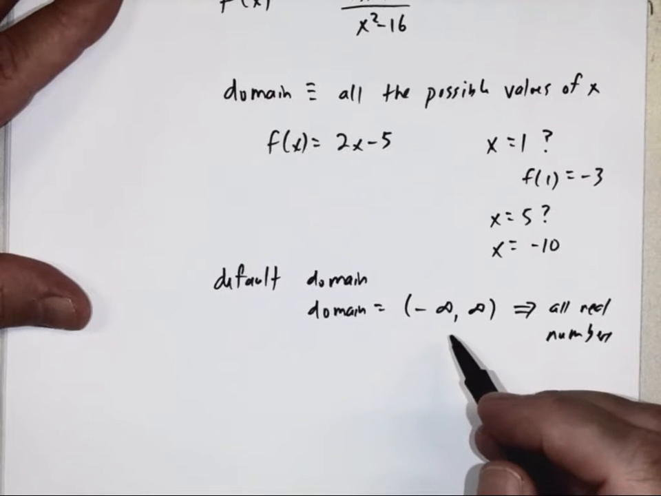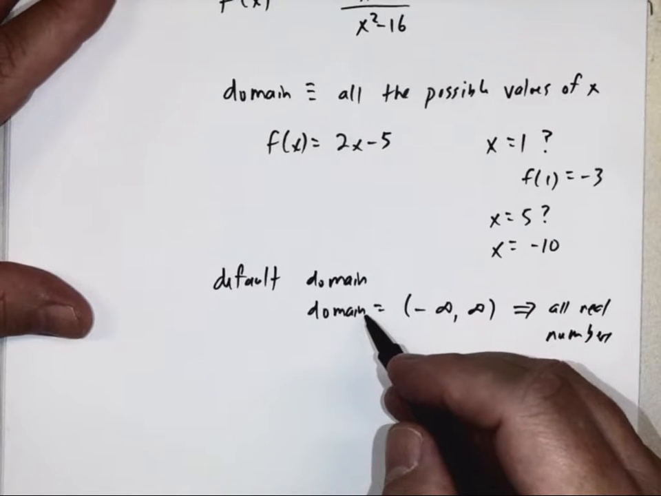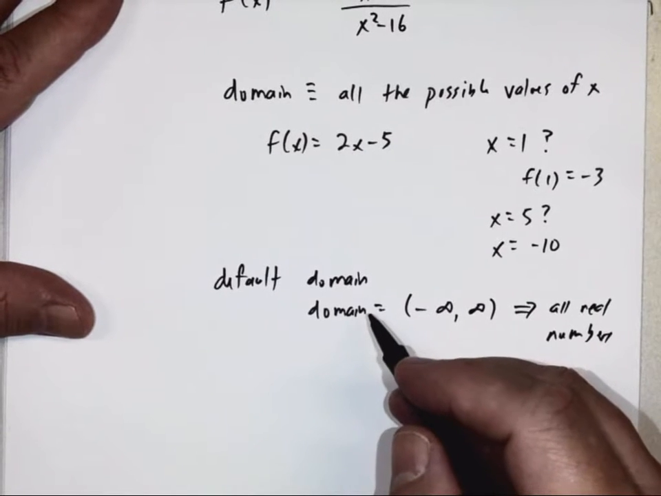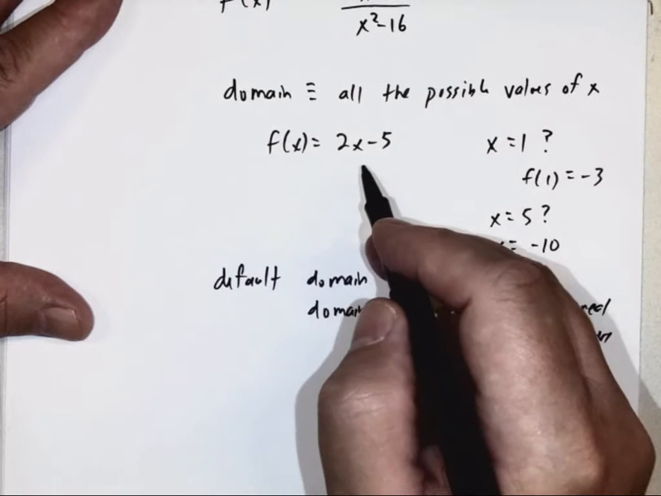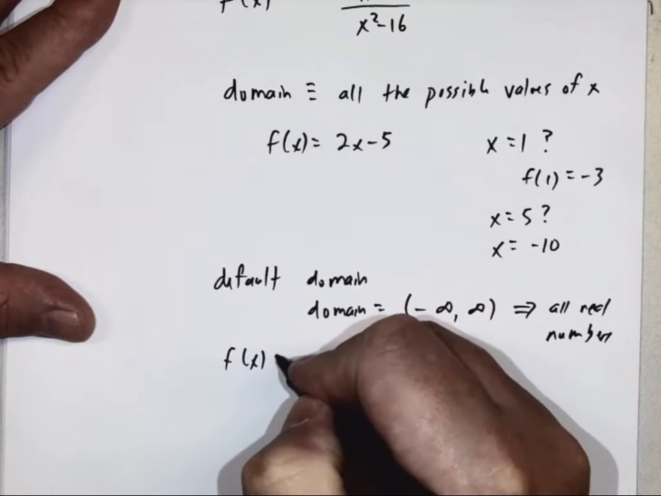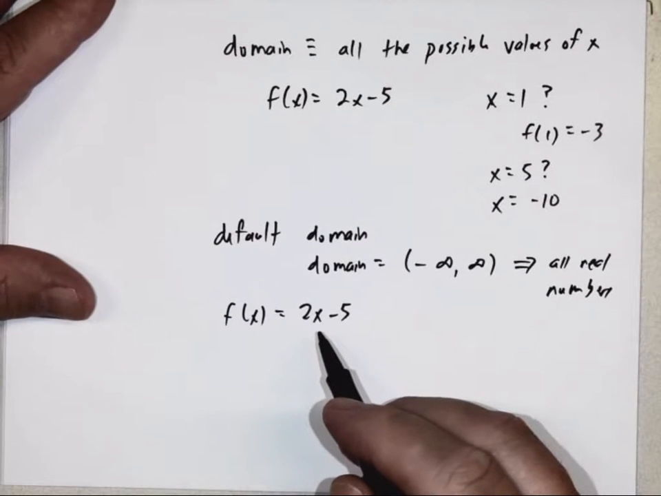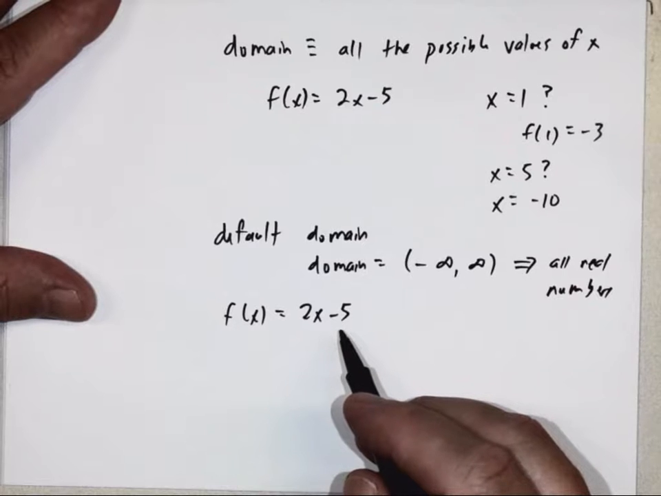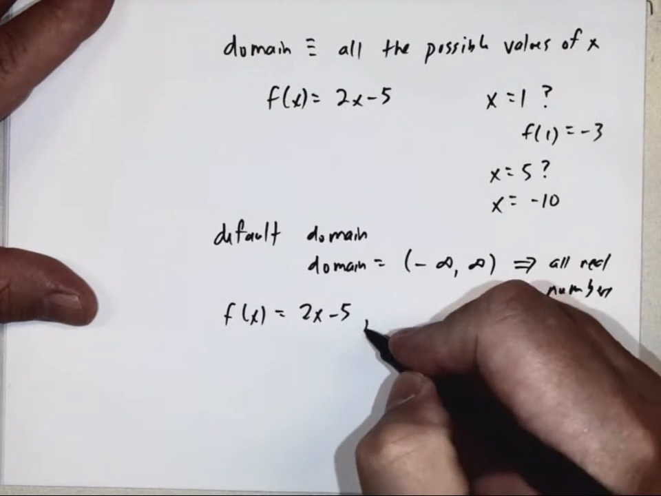So here's what I do. When I'm given a function as an equation and I'm asked to find the domain, here's my starting point. I'm just going to assume from the start that the domain is all real numbers, because that's always a very good place to start. As a matter of fact, for this function here, I'm going to assume to start with the domain is all real numbers, and as it turns out, that's what the domain is.